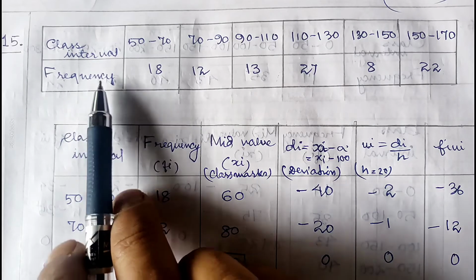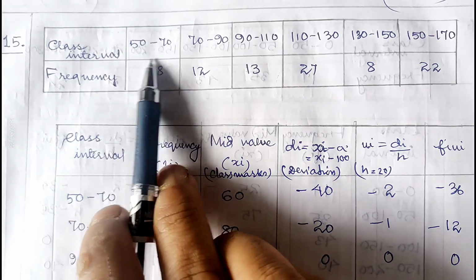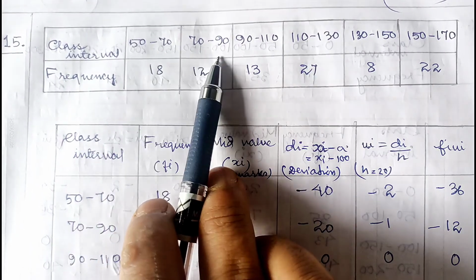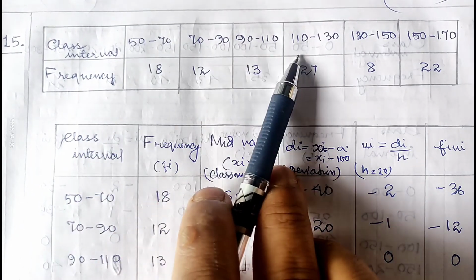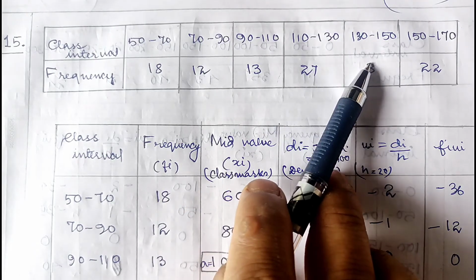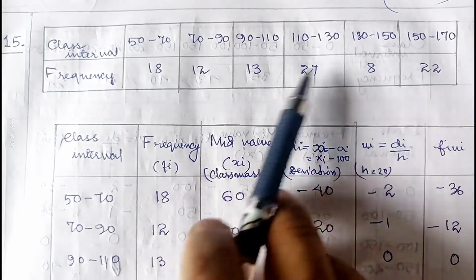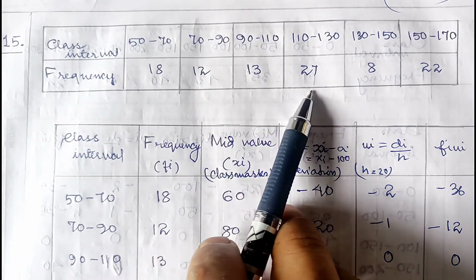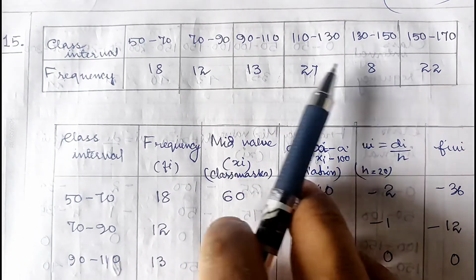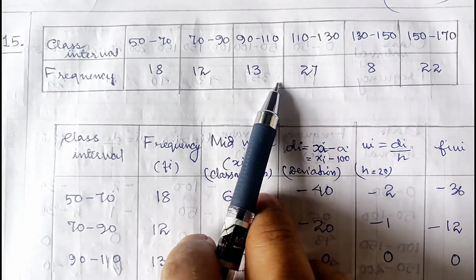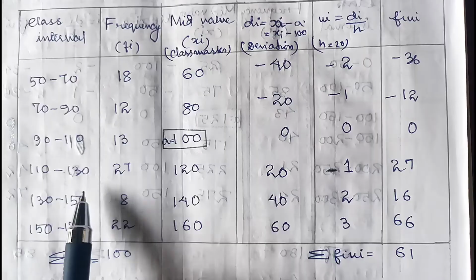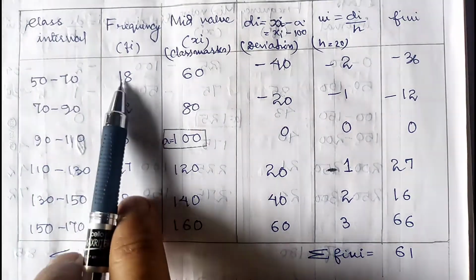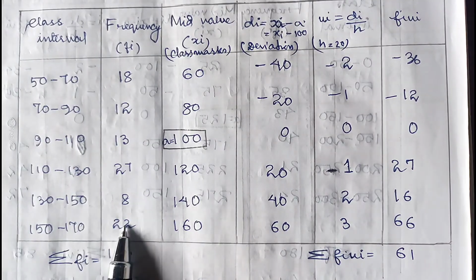In question number 15, the class intervals are 50 to 70, 70 to 90, 90 to 110, 110 to 130, 130 to 150, and 150 to 170, and the corresponding frequencies are 18, 12, 13, 27, 8, and 22. Here we have to calculate the mean by the assumed mean method. Now here the class interval and frequency values are given in the question.